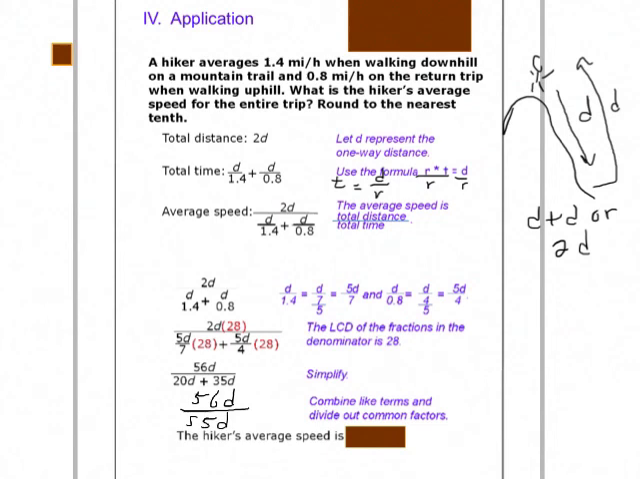Now, if we plug that into our calculator, we have 56 divided by 55, and that gives us 1.018, and we're rounding it to the nearest tenth. That means it will be approximately equal to 1. So that tells me that the hiker's average speed is 1 mile per hour.